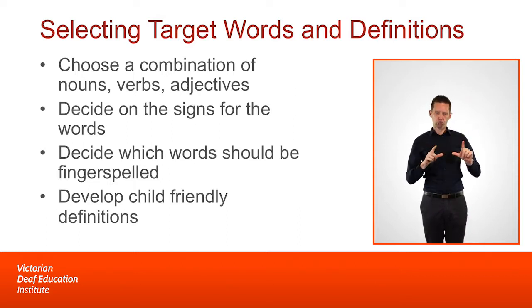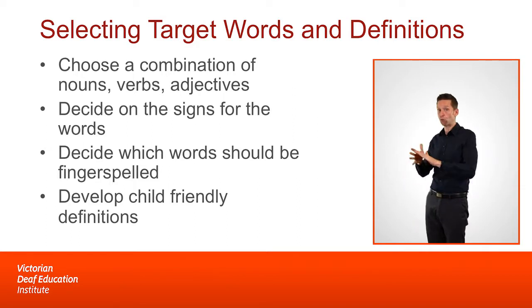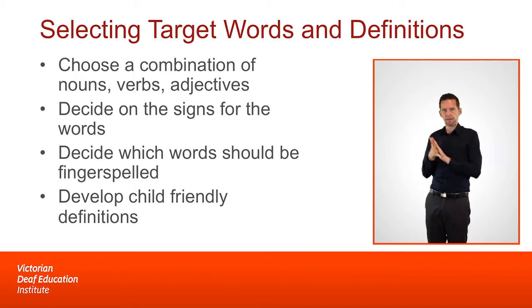And then, as I said before, when we select the target words, we want to have a combination of words. If we're working with signing children, we have to decide how the words are signed, and we have to use the exact sign. We don't want to use very generic signs. We develop those child-friendly definitions.